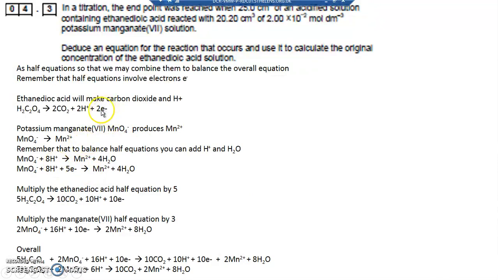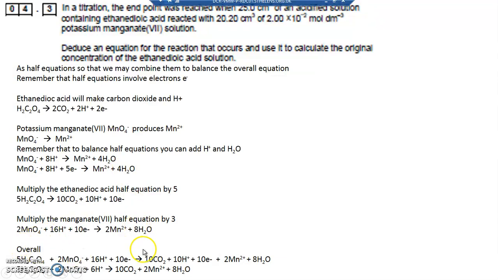That's what I do. I create two half equations and then I multiply up to balance the electrons. What number can I multiply them by? Well, I could get these up to 10 electrons. 10 electrons I think is the lowest common multiple. So if I multiply everything through by 5 here, that will get me 10 electrons: 5 H2C2O4, 10 CO2, 10 H plus and 10 electrons. The other one, I've got 5 electrons here, so I can multiply that by 2. So I end up with 2 MnO4 minus, 8 times 2 is 16 H plus, 10 electrons, 2 Mn2 plus, and 4 waters become 8 waters.